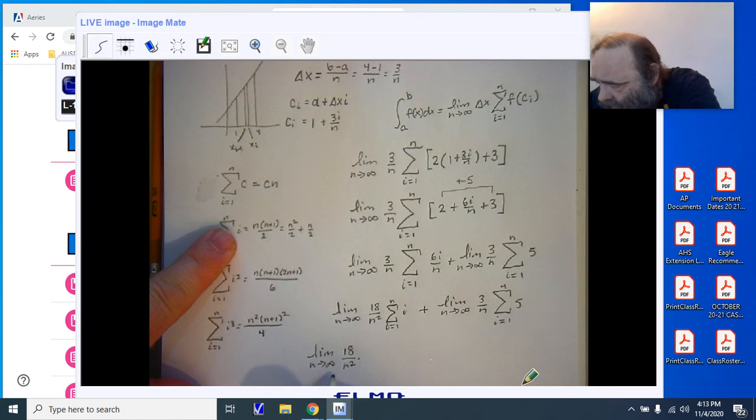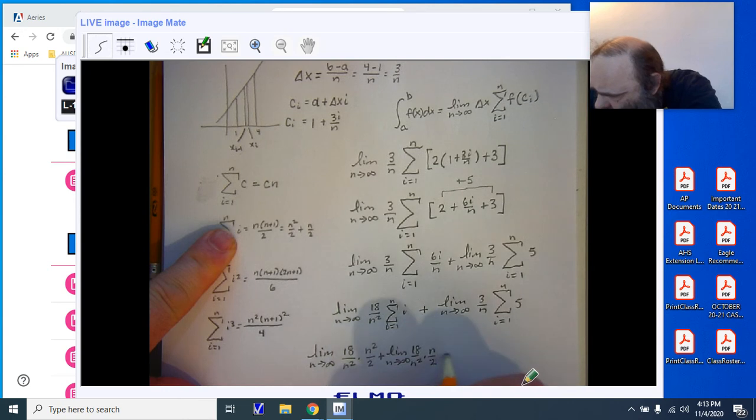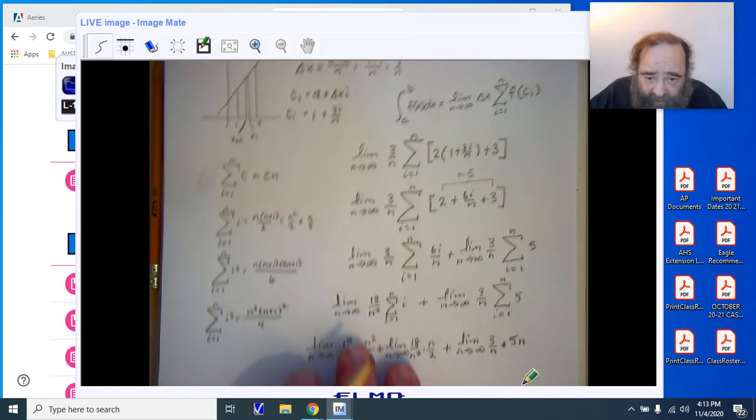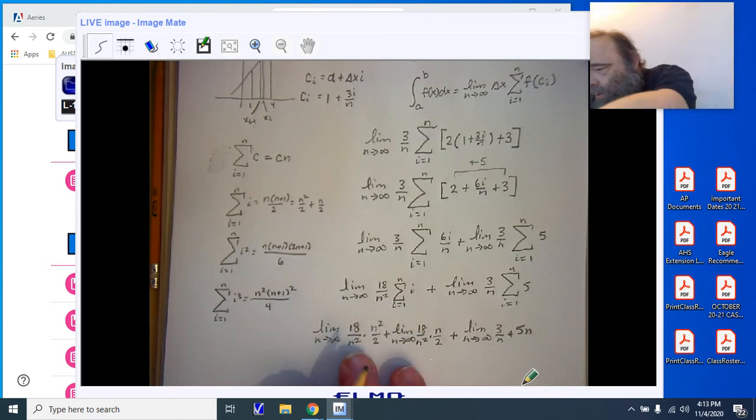And I'm going to want to distribute the limit to both pieces. So I'm going to have the n squared over 2 first, then I'm going to have the limit as n approaches infinity, 18 over n squared, and n over 2. This replaces with the constant, 3 over n times 5n. Now we simply start applying our limits.